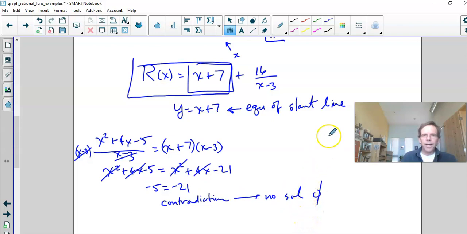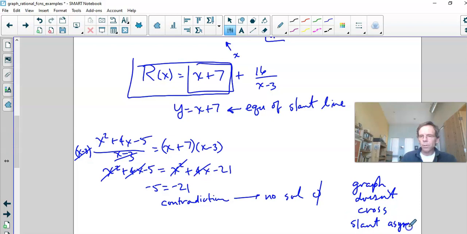And so the graph does not cross the slant asymptote. That's what that means. The graph doesn't cross the slant line, the slant asymptote.